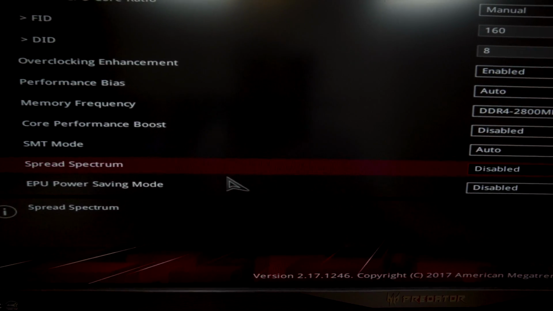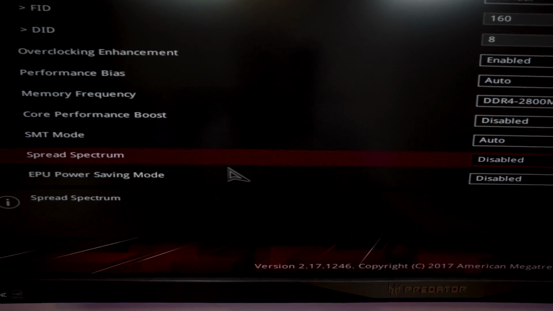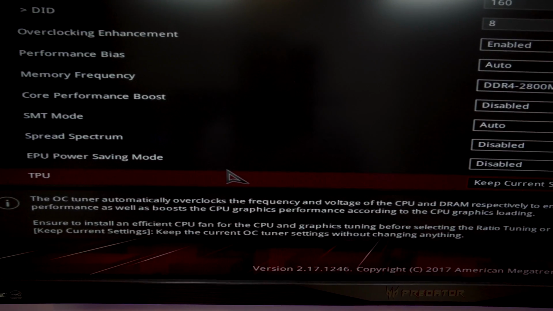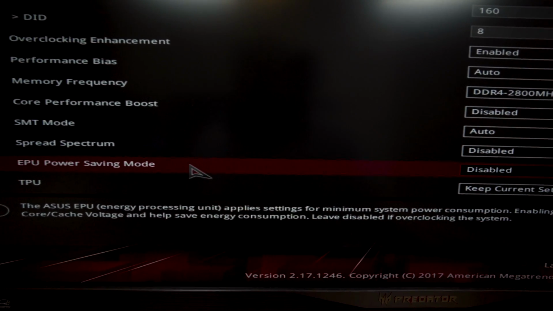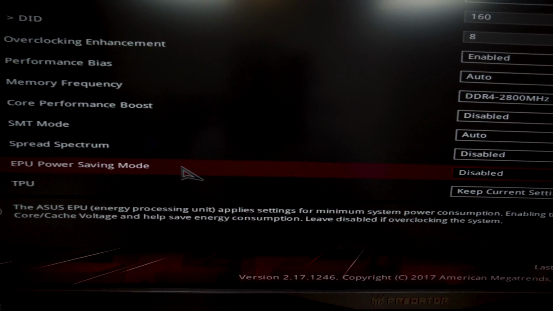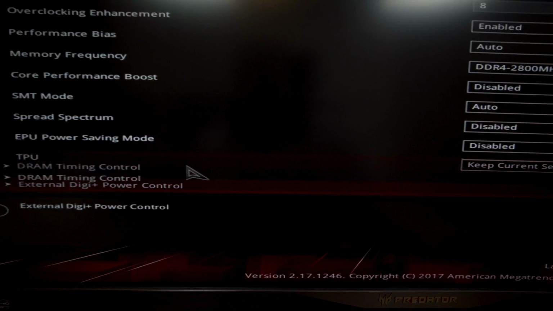It's not especially helpful for overclocking, and I recommend that you disable that, make that one of the first things that you do. EPU power saving mode, again, disabled, not helpful for overclocking.